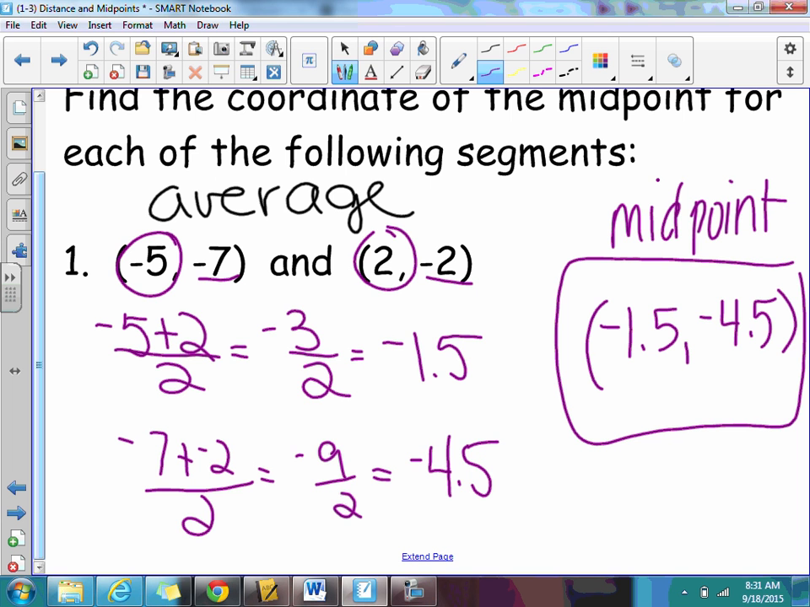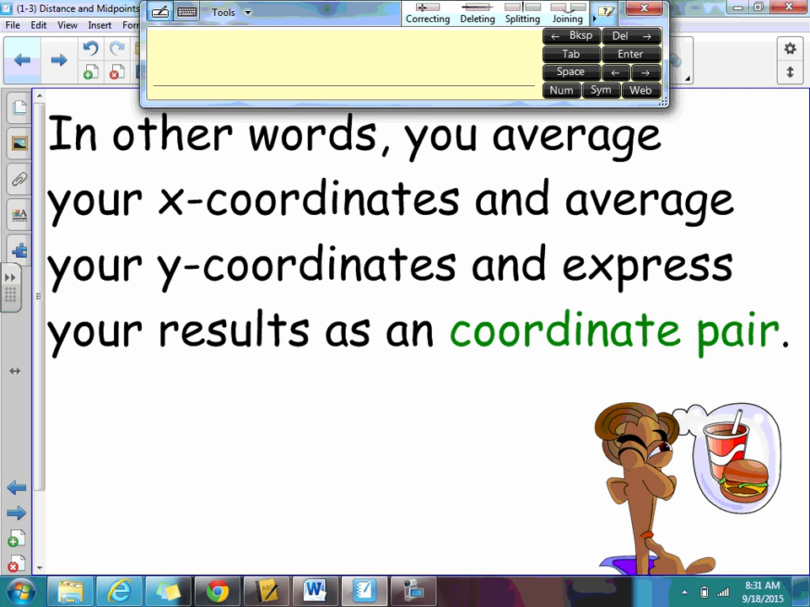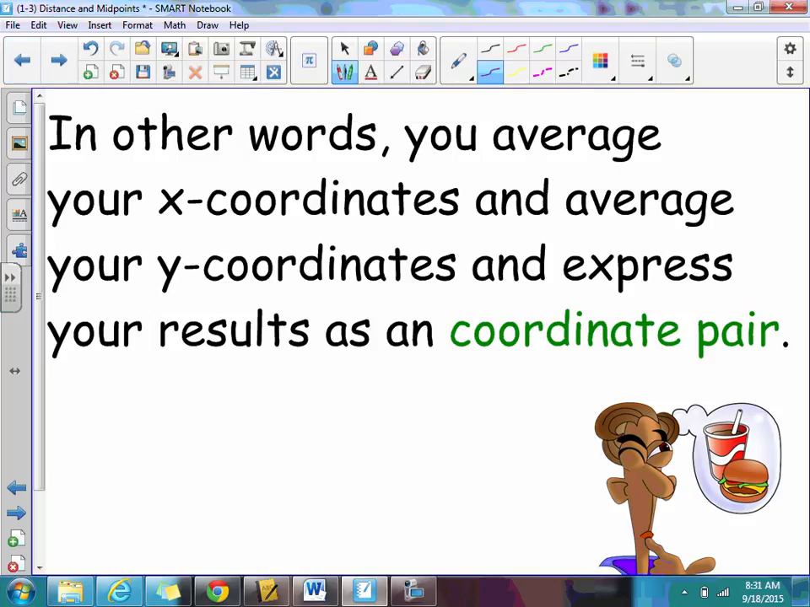Did I not copy a word? Yeah. Coordinate pair is that word from the formula. That's important because people sometimes like to combine those numbers at the end. You don't want to do that. You want it to be a coordinate pair, an x and a y.